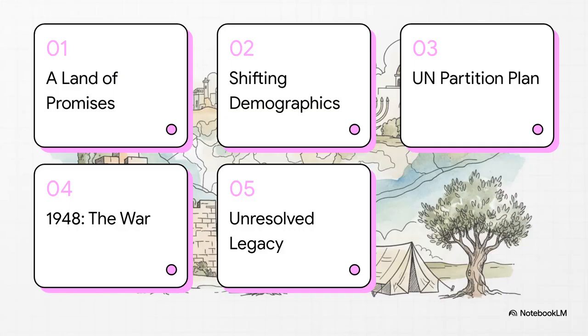Okay, so here's our roadmap. We'll start with the promises made right after World War I. Then, we'll look at how the population changed dramatically under British rule, what happened when the UN stepped in, the War of 1948, and finally the legacy that we are still dealing with today.